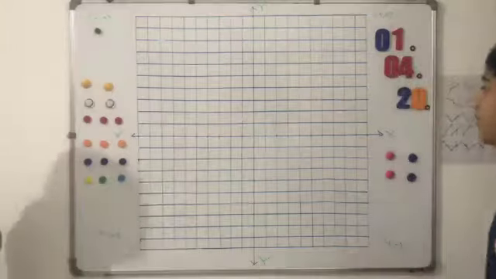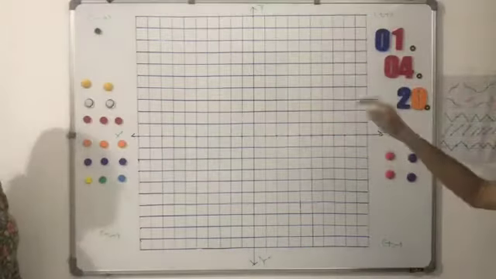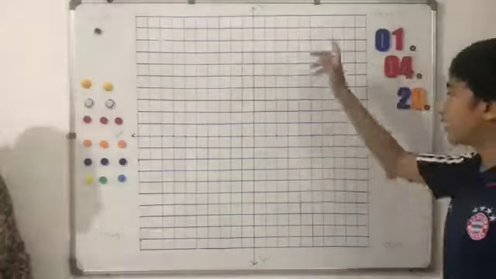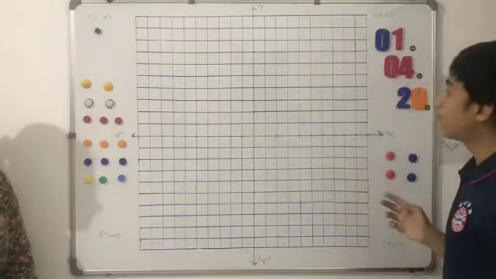The coordinate plane is a plane made by the intersection of two mutually perpendicular lines, commonly known as the x-axis and the y-axis. The coordinate plane is divided into four parts.